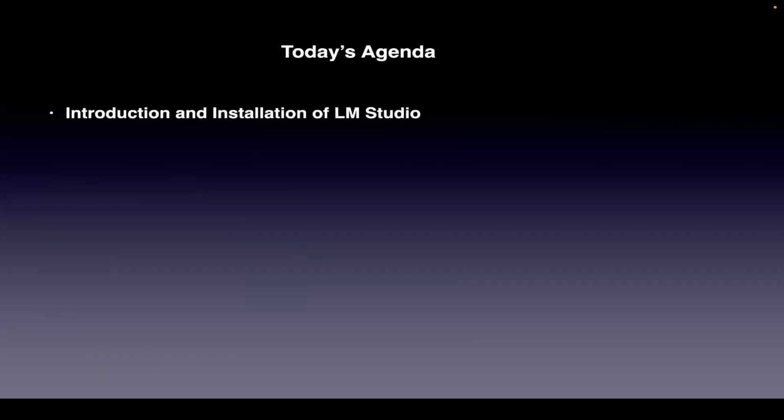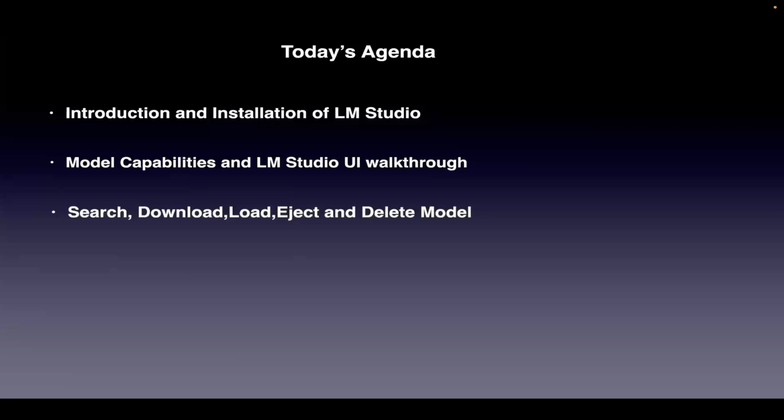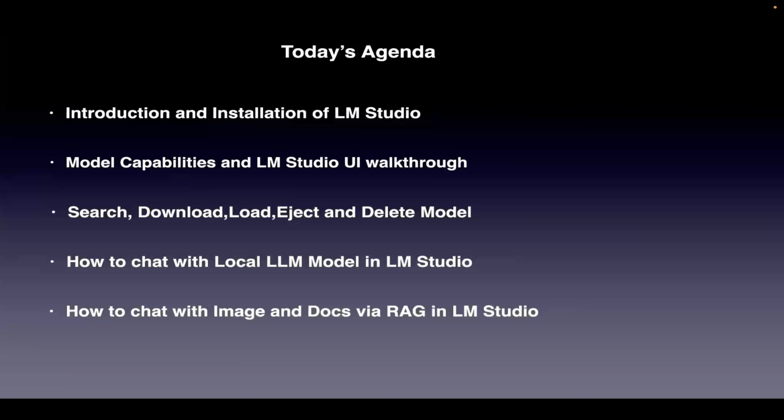First of all, we are going to understand a bit about LM Studio and the installation process. Then we will focus on model capabilities and the LM Studio UI walkthrough. Then we will see how to search, download, load, eject, and delete a model. And after that, there will be a demo to see how to chat with the local LLM model in LM Studio. And then we will try to understand how it works for images and any document data format like PDF or any Excel sheet with the help of the RAG concept in LM Studio.